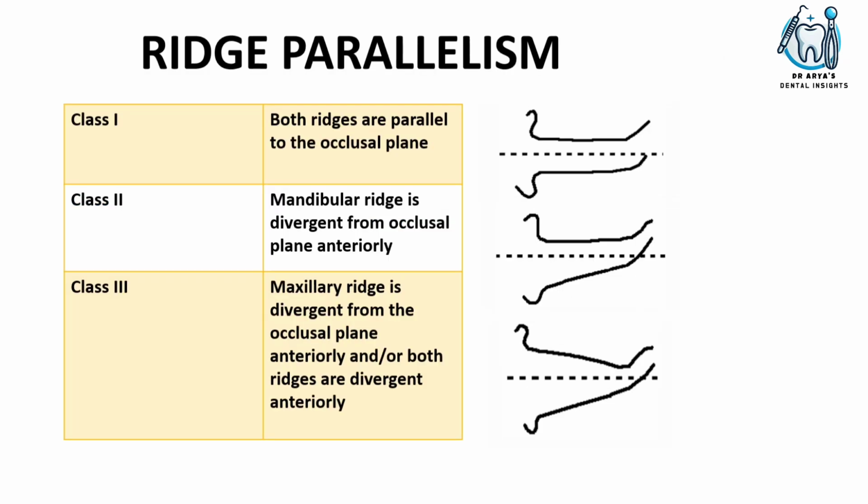So, coming to the ridge parallelism, this affects denture stability as non-parallel ridges will cause movement of the bases when teeth occlude due to unfavorable direction of the forces. And it is classified as parallel and non-parallel. Class 1, both ridges are parallel to the occlusal plane. Class 2, the mandibular ridge is divergent from the occlusal plane anteriorly. And class 3, the maxillary ridge is divergent from the occlusal plane anteriorly, or both ridges are divergent anteriorly.